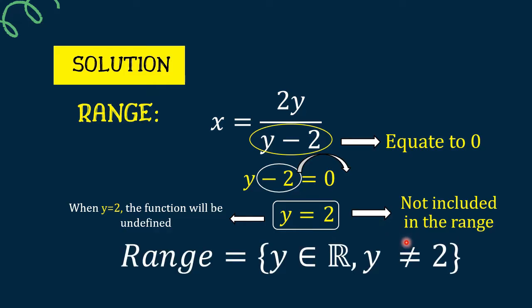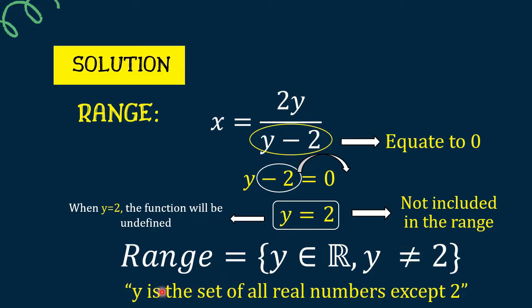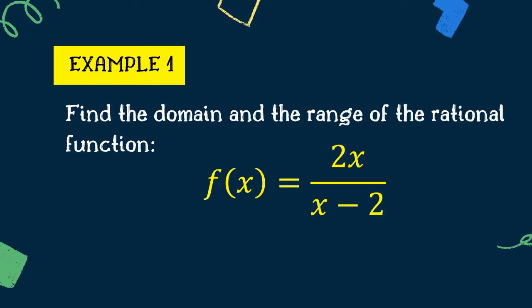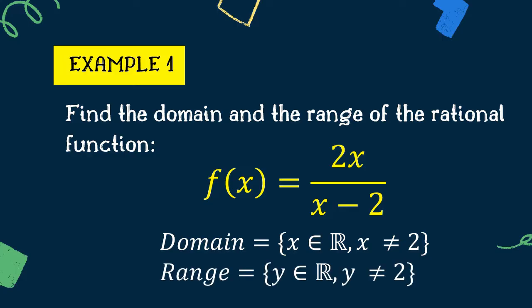Therefore, we can say that our range is y is the set of all real numbers except positive 2. Again, because positive 2 will make our function undefined. So, other than 2, all real numbers are the solution to our rational function, or values of range in our rational function. Therefore, we can conclude that the domain and the range of this rational function are the following. So it is written in this set builder notation.